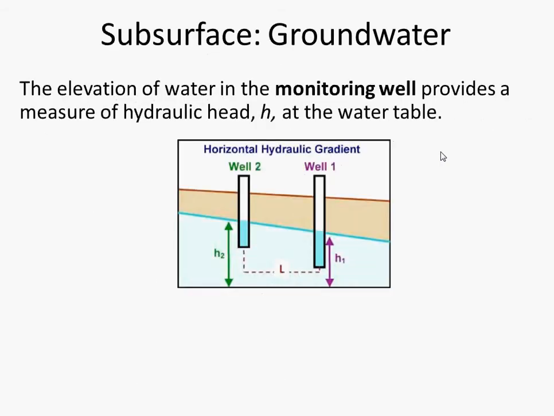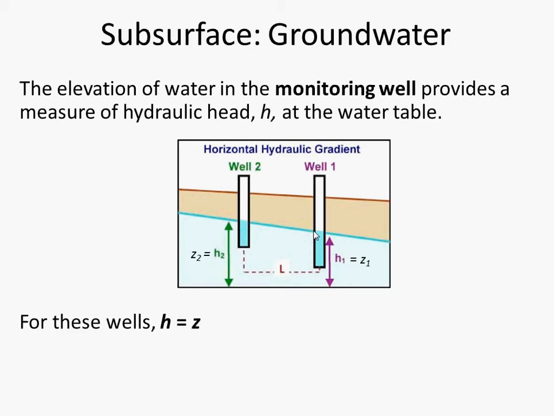Okay, and this is showing you a picture of a couple of monitoring wells. So monitoring wells are essentially open to water along their entire length. So they're essentially slotted all the way, all through their length, so that water can enter at any point. So the elevation of water in a monitoring well then provides an estimate or a measure of hydraulic head, again h, at the water table.